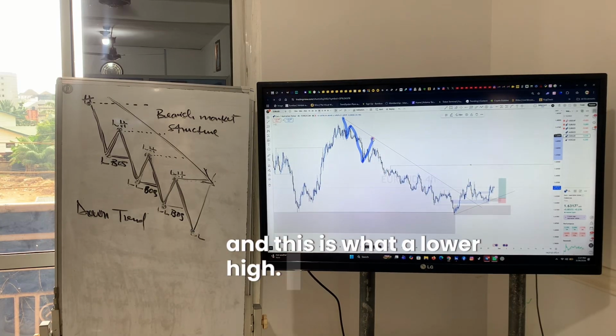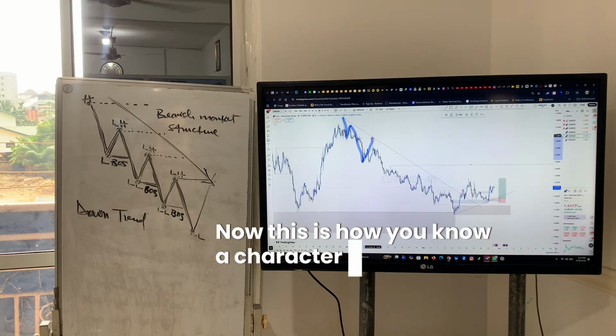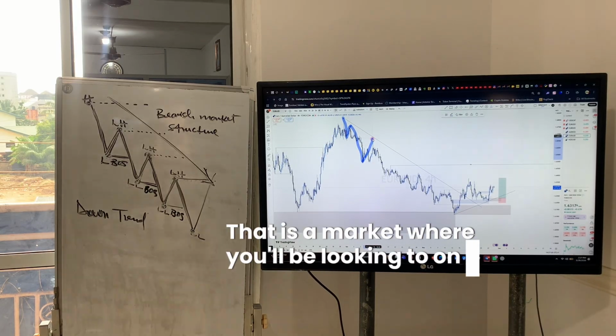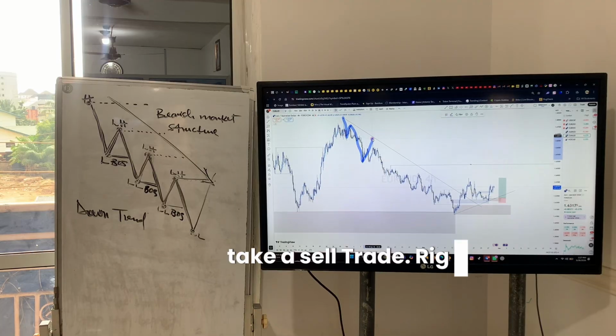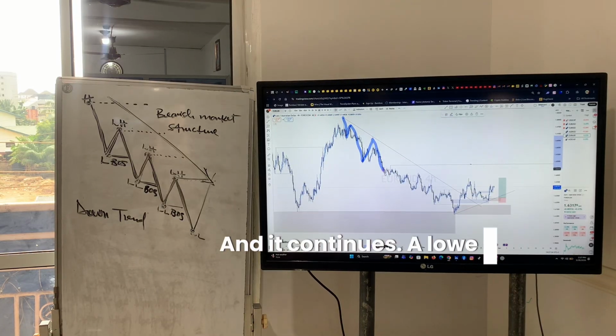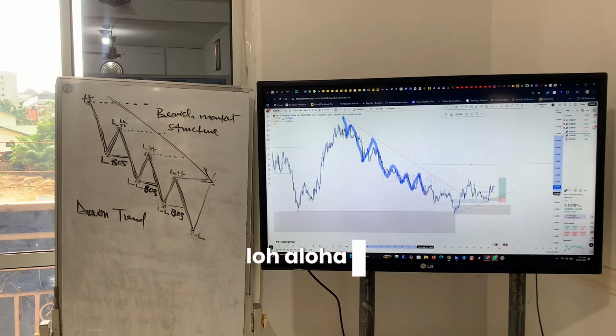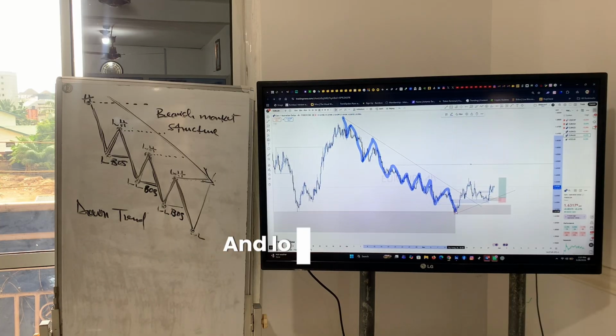A lower high. Now, this is how you know the characteristics of what? A bearish market. That is a market where you'll be looking to only what? Take a sell trade, right? And it continues: a lower low, a lower high, lower low, lower high, lower low, lower high, and lower low.